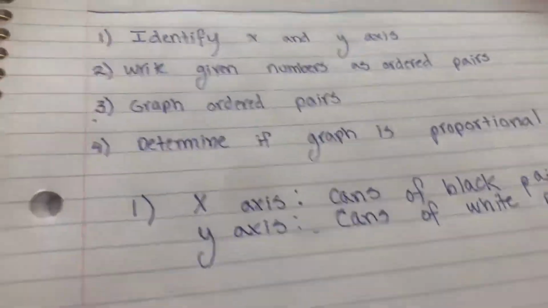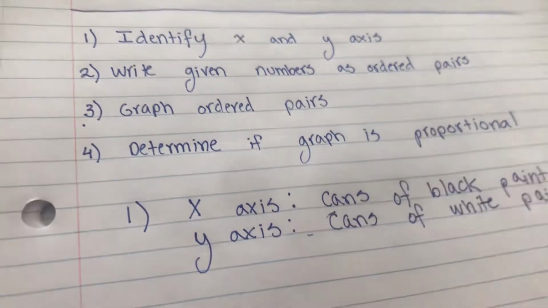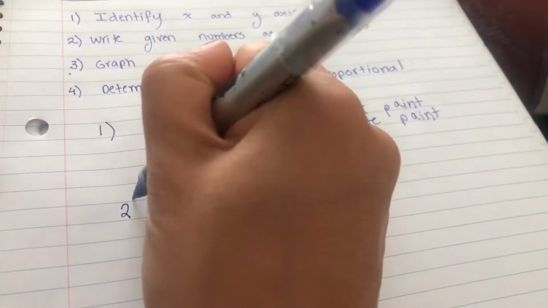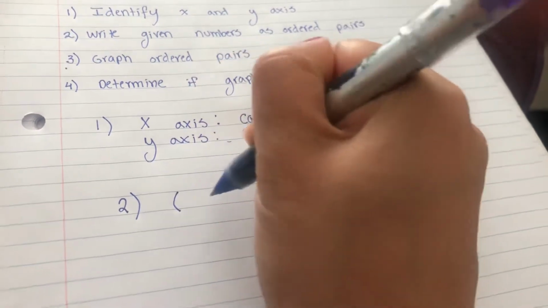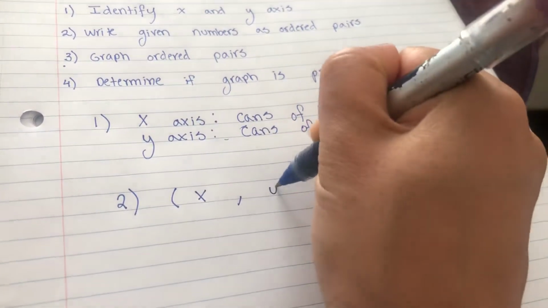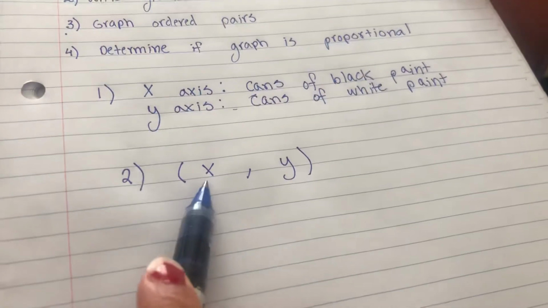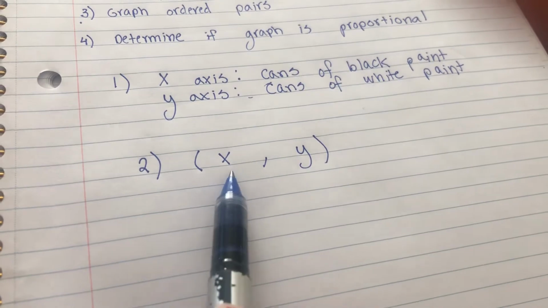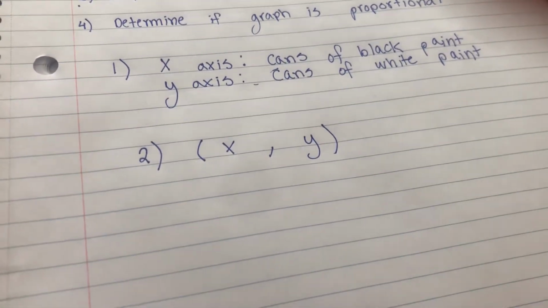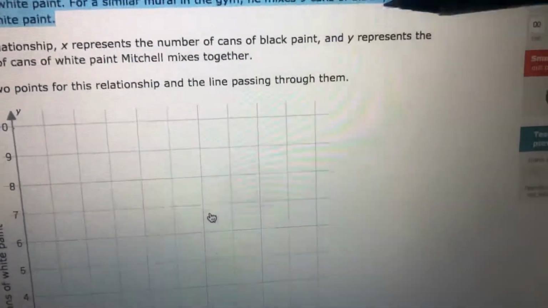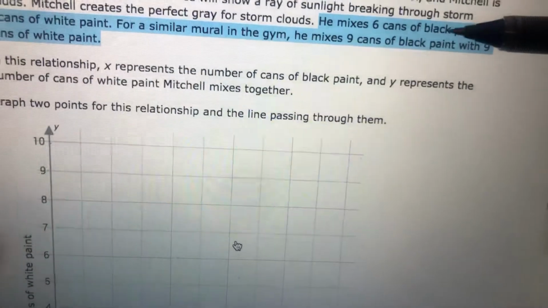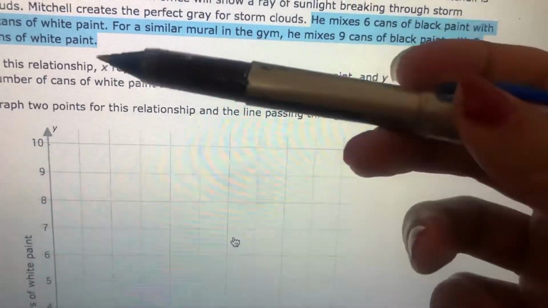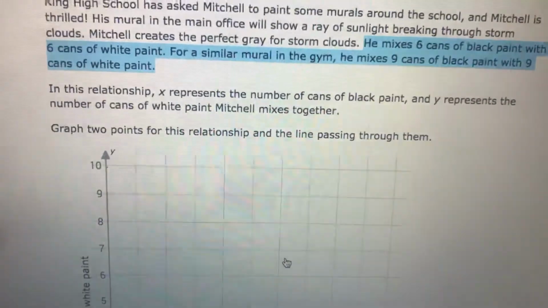Okay, part 2. It says write the given numbers as ordered pairs. Okay, so I'm gonna write right here, step 2, and we need to write the numbers that are given to us as ordered pairs. And to write an ordered pair, it's always X first, then Y. A lot of you guys switch it up, but you need to be aware that X comes first in an ordered pair. So here's the numbers. It's saying 6 cans of black paint. Now remember, black paint is X with 6 cans of white paint, and white paint is Y.